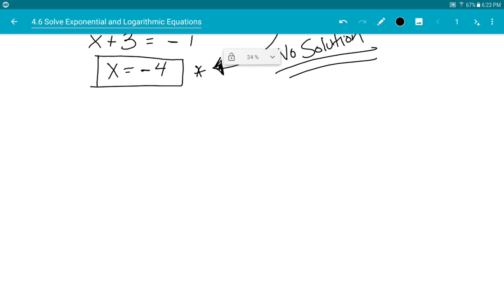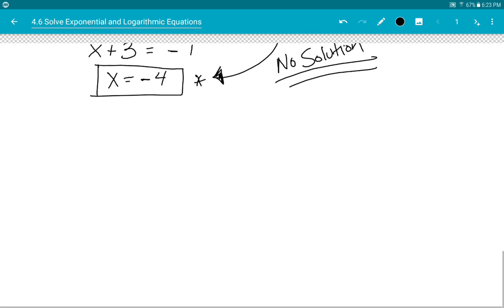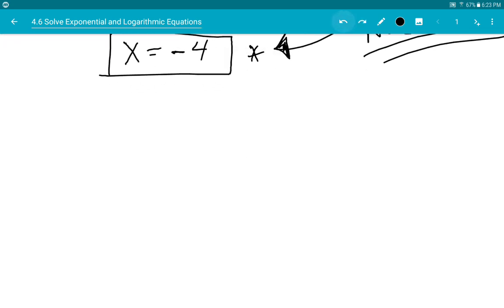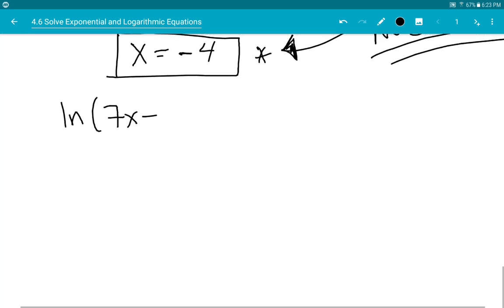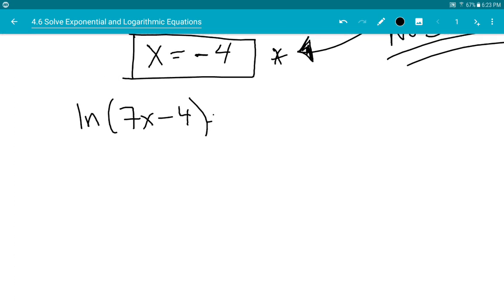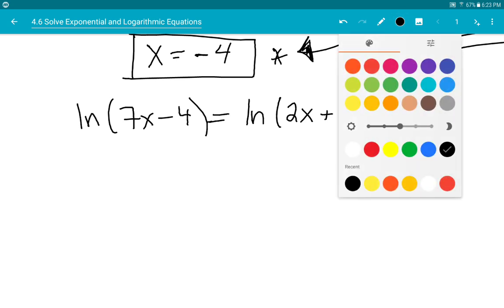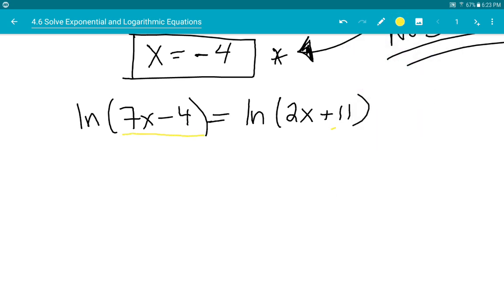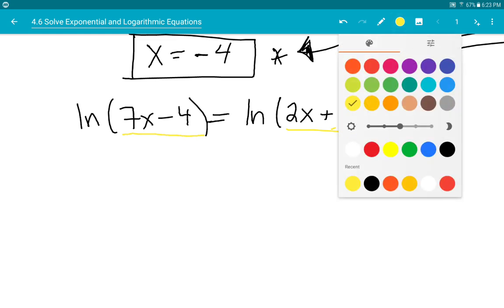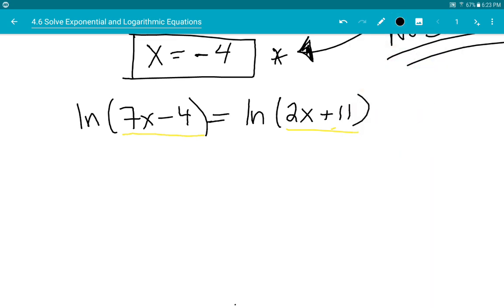Okay, so let's look at another one where we have to apply the property of equality. Let's say we had the natural log of 7x minus 4 is equal to the natural log of 2x plus 11. All right, so you have the natural log on both sides. You have a log on both sides. They're the exact same base, so I can take these two expressions and set them equal to each other.